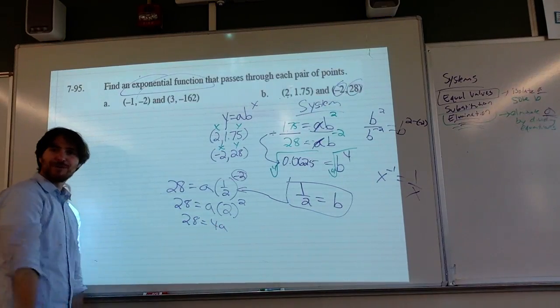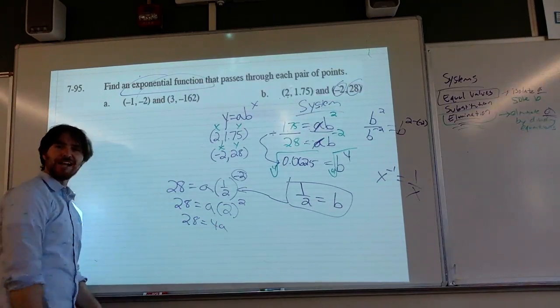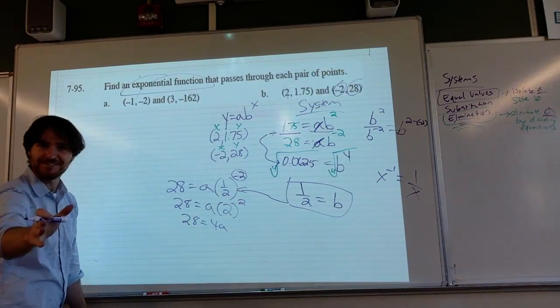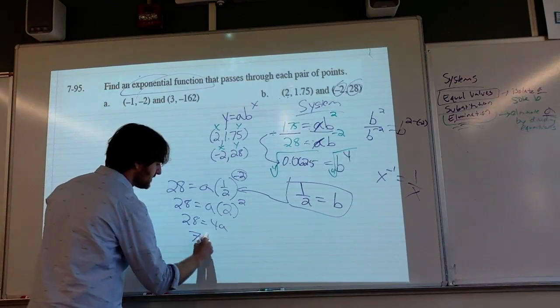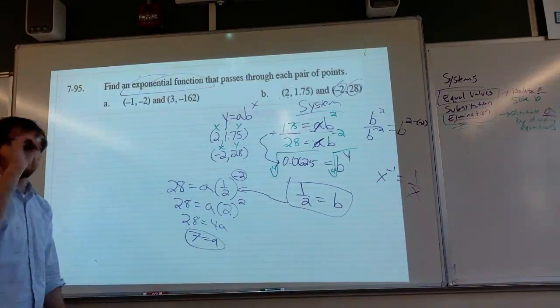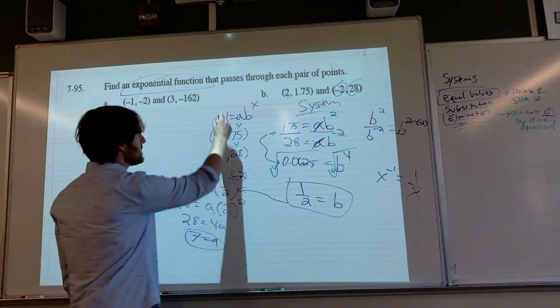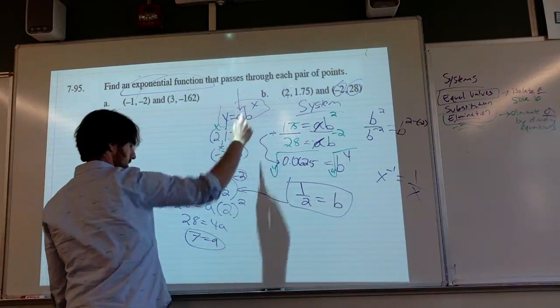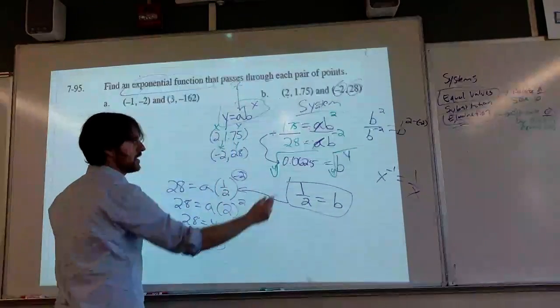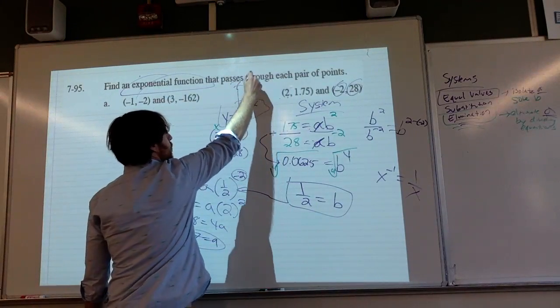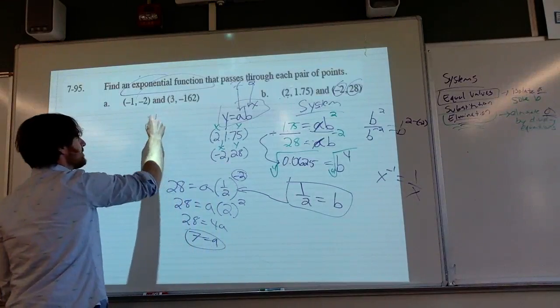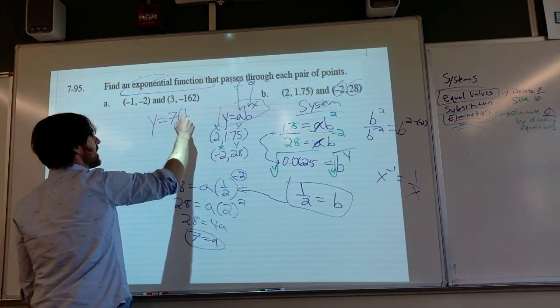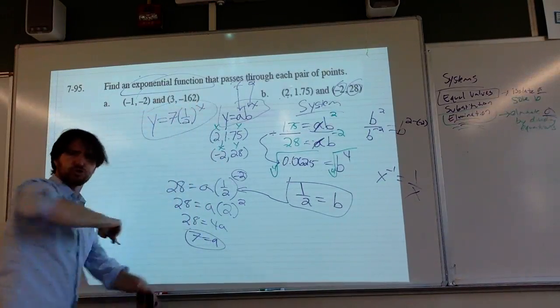I got 4A equals 28, so what does A have? Well, divide both sides by 4. 28 divided by 4 is 7. Okay, 7. 7 equals A. Got my parameters, baby! A and B are all about the parameters here in this action, so I'm just going to plug in 7 for A, plug in 1/2 for B, and I got myself an answer. Y equals 7 times by 1/2 to the x power.